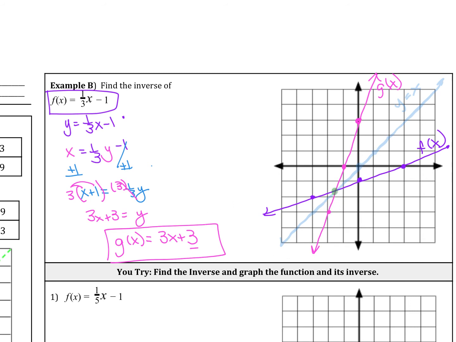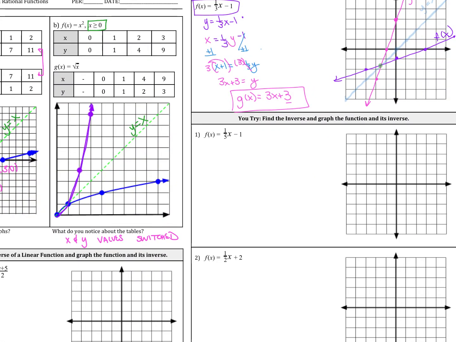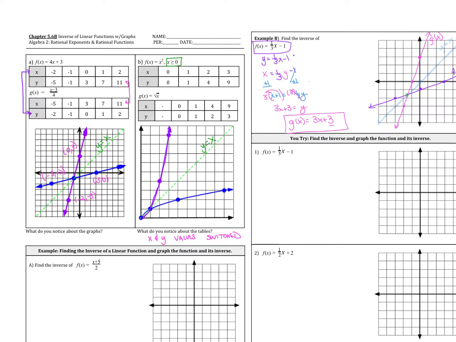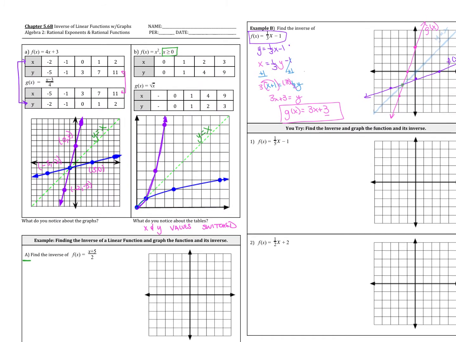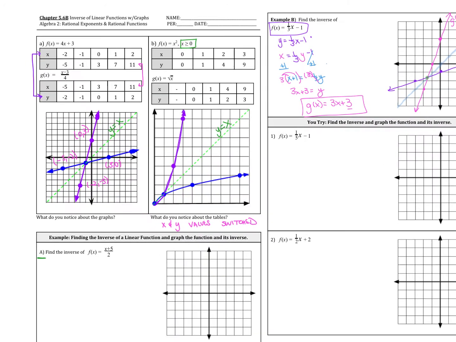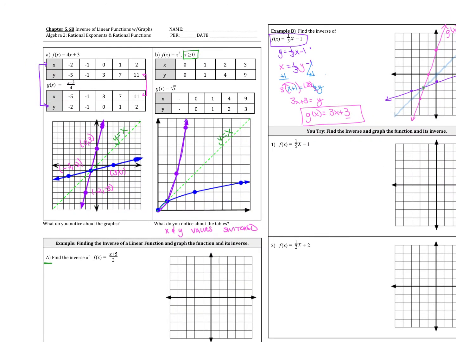So here are 3 examples for you to try. Number 1 and 2, and then number 3 is letter A. I skipped that one. That one's a little bit tougher to graph. So if you are adventurous and want to try to graph that, go ahead and try that as well. Pause the video and try these out. Find the inverse and then graph both, including that line of reflection.